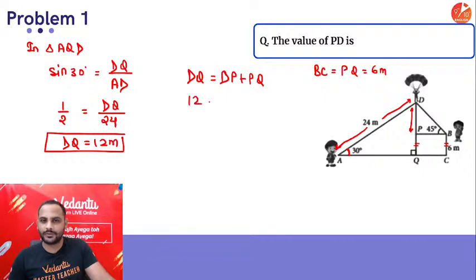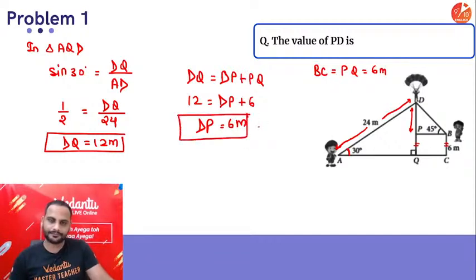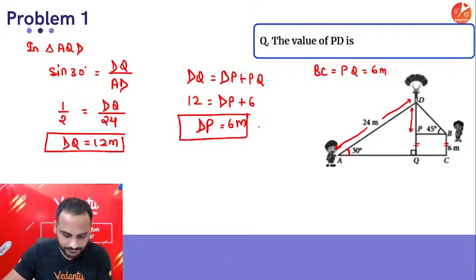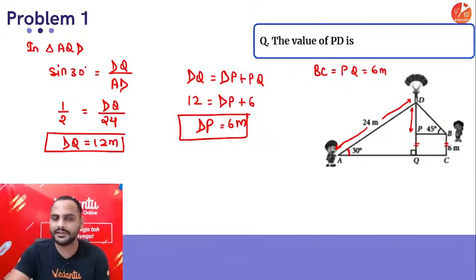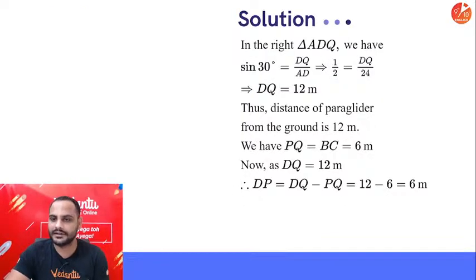So DQ is 12, DP we need to find out, PQ is 6, from here we'll get DP is equal to 6 meters. ठीक है बेटा? Is this clear in the chat? 6 है? Easy? Very easy. Right? Direct answer you got.